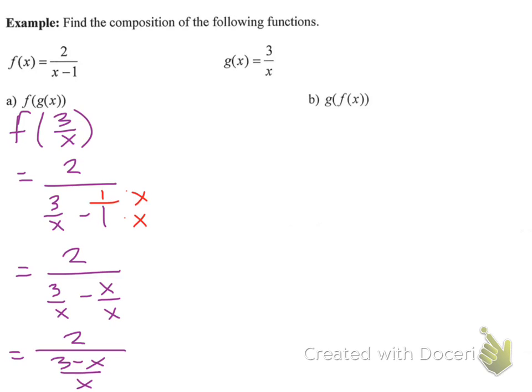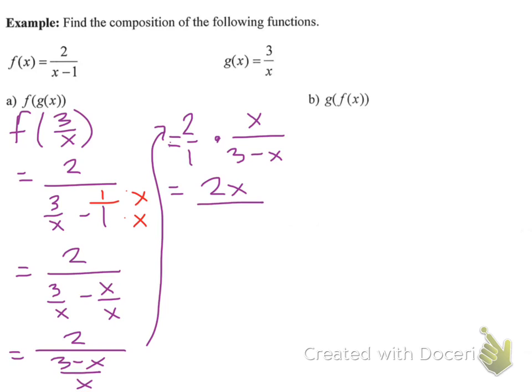And because I have a fraction over a fraction, we're going to do the whole keep, change, flip idea. So I'm going to keep the 2. This is technically like a 2 over 1 if you wanted to write it out. Times, so division changes to multiplication, and I'm going to flip this to be x over 3 minus x. Multiplication, you multiply straight through top and bottom. So I get 2x all over 3 minus x. So that would be our first answer of f of g of x.